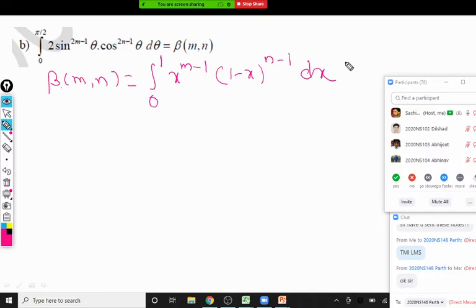Can you observe and think of a substitution? Sir, the formula of cos 2 theta can be used. Not correct. Next. Sir, x is equal to sine square theta. Correct. That's straightforward. You'll observe here the power of sine is in terms of m, and the power of x is also in m. So if you replace x equal to sine square theta, you'll get the required result there.